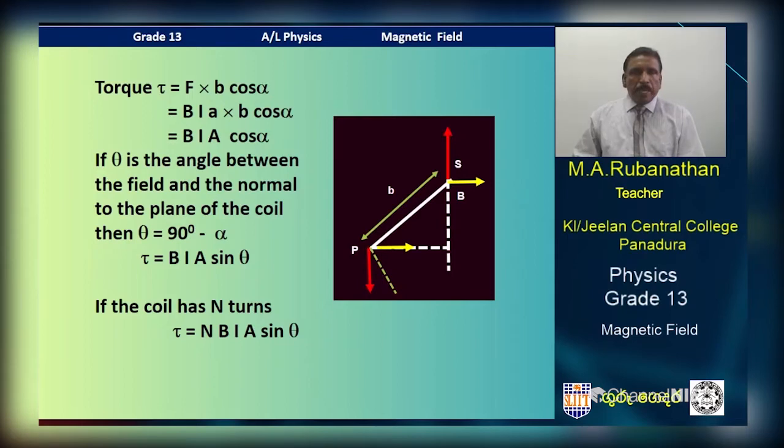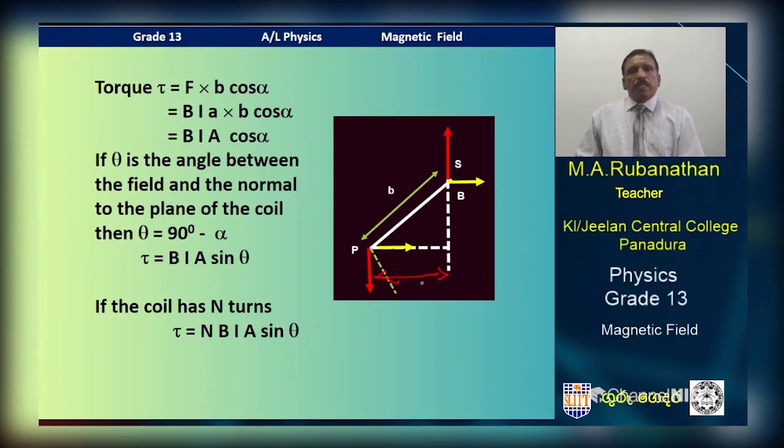In mechanics, when you get the definition for torque, torque is equal to one force into the perpendicular distance between the parallel forces. So here, the force is F and the perpendicular distance is B cos alpha. See the picture? This one is a perpendicular distance.